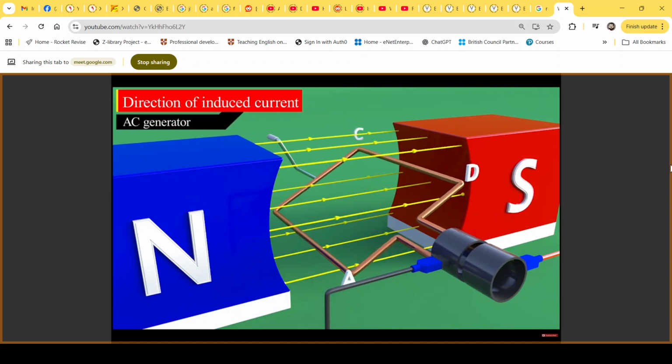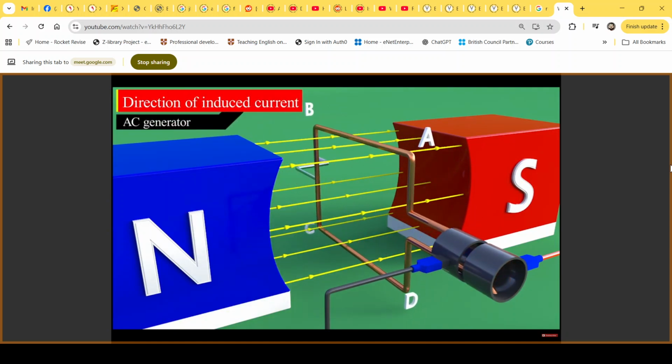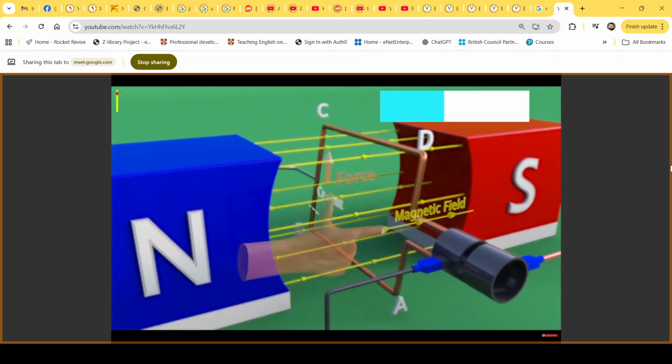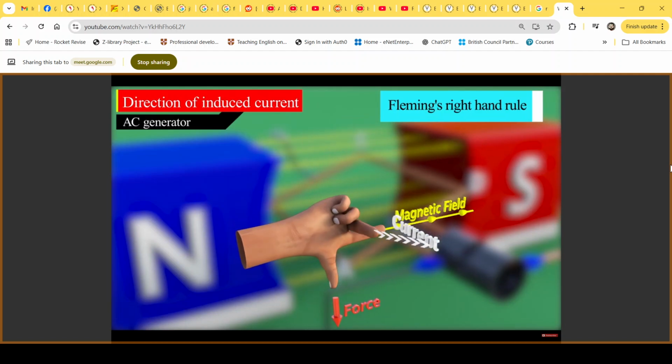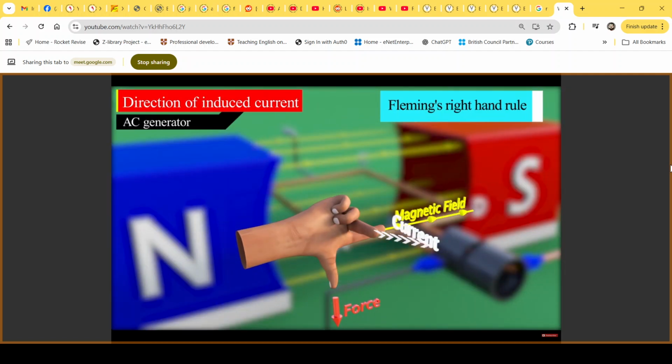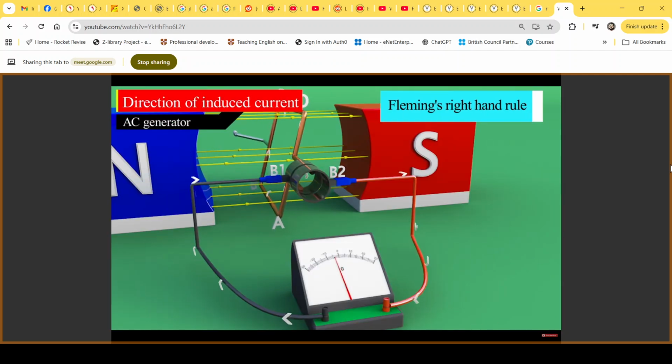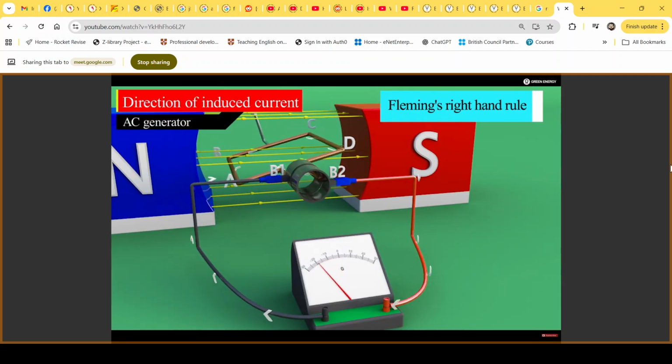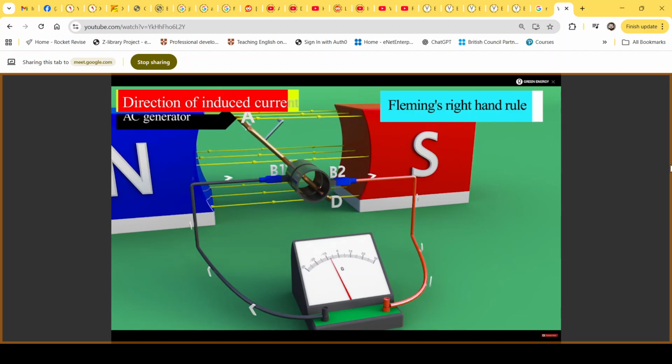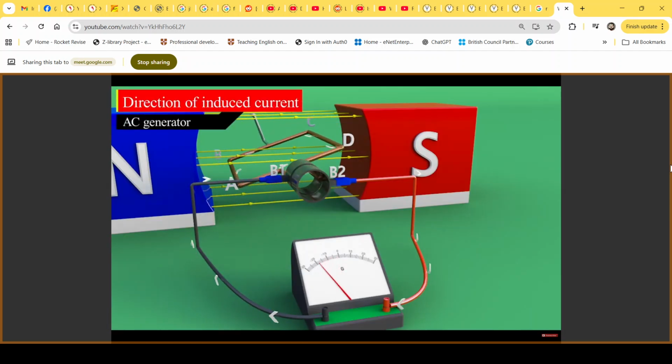If we take another half rotation, part of armature AB moves up while part CD moves down. Again, according to Fleming's right-hand rule, the thumb indicates the direction of movement of the armature part CD. It is in fact direction of the force, which is downwards. First finger points direction of magnetic field from north to south pole, and the second finger shows direction of induced current. In our case, current will flow in direction ABCD of armature and from brush B2 to brush B1 through galvanometer. To conclude, induced current changes direction for every half rotation.